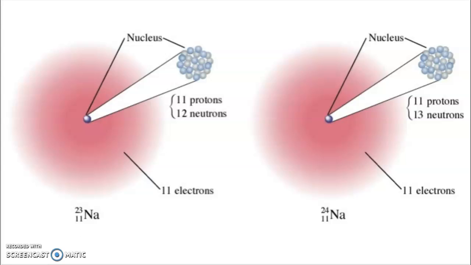As I said in the example with hydrogen, I still have sodium. However, they're different versions of sodium. So my element of sodium and an atom of sodium can differ in my number of neutrons, and thus my mass number can also be different.